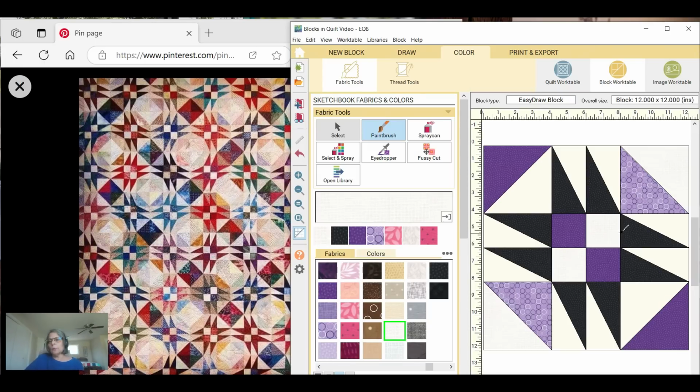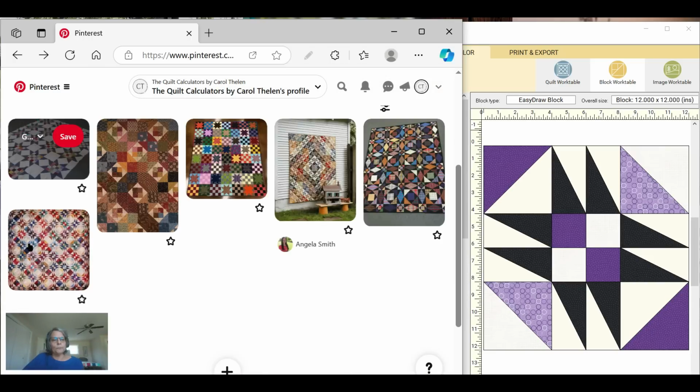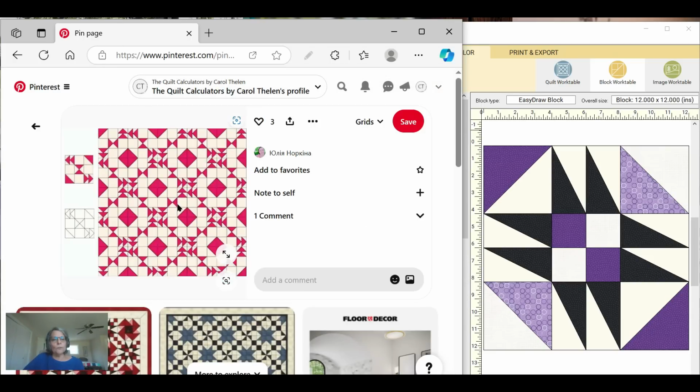So let's recap what we have for this block. In this block, we have 4 half square triangles. We have 1 4 patch. And we have 4 sets of left, right, half rectangle triangles. And the 4 sets means you have 8 of the half rectangle triangles in total. Okay, so let's go to the next one. I think this is the last one for this video.